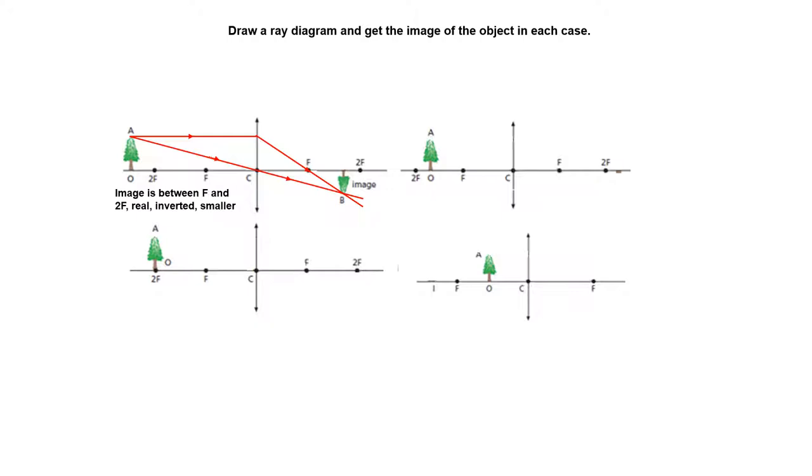Next diagram shows an object at 2F. Let's do the same thing we did in the previous diagram. Take two rays of light, one ray is parallel to the principal axis, and the other passes through the center of the lens. Pay attention. This image is inverted and the same size as the object.